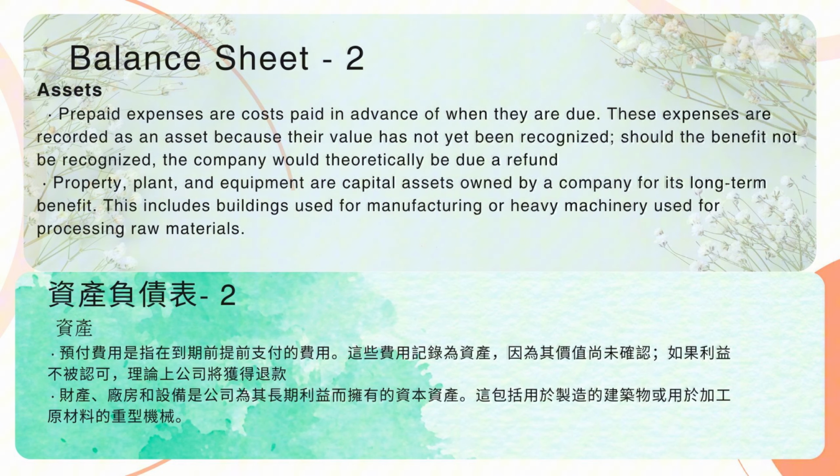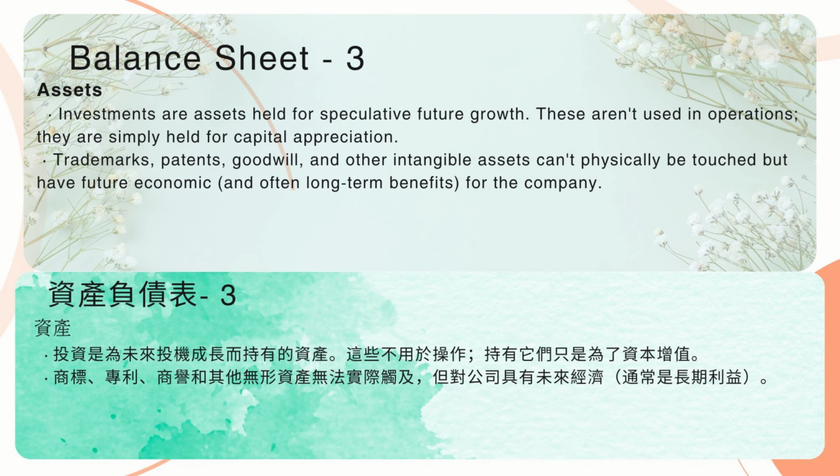Property, plant, and equipment are capital assets owned by a company for its long-term benefit. This includes buildings used for manufacturing or heavy machinery used for processing raw materials. Investments are assets held for speculative future growth. These aren't used in operations, they are simply held for capital appreciation. Trademarks, patents, goodwill, and other intangible assets can't physically be touched, but have future economic and often long-term benefits for the company.